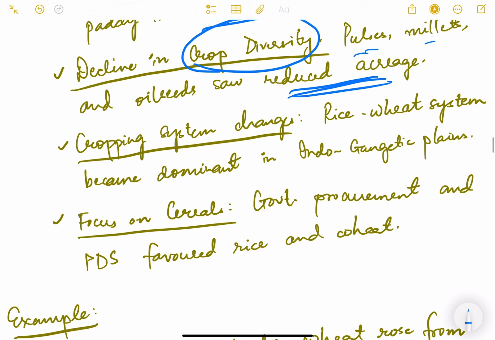Cropping systems changes. Rice wheat system became dominant in Indo-Gangetic plains. So in North India, Punjab, Haryana, UP, rice wheat system dominated. Rice in Kharif, wheat in the Rabi. So because of high yielding variety, chemical fertilizers and lot of incentives, especially the MSP by the government, it brought about a change in the cropping system.